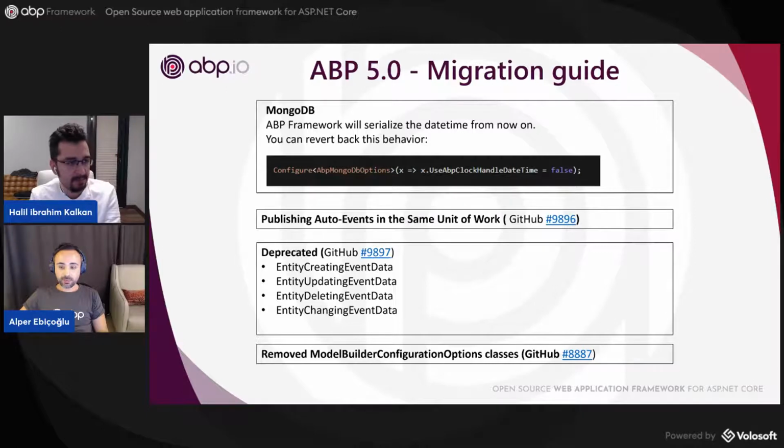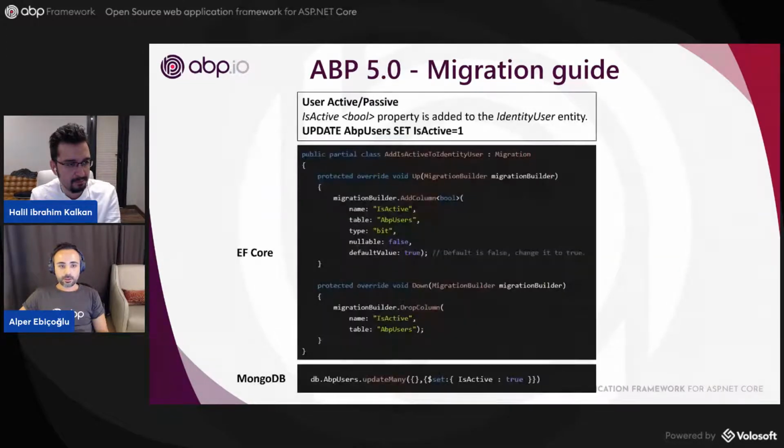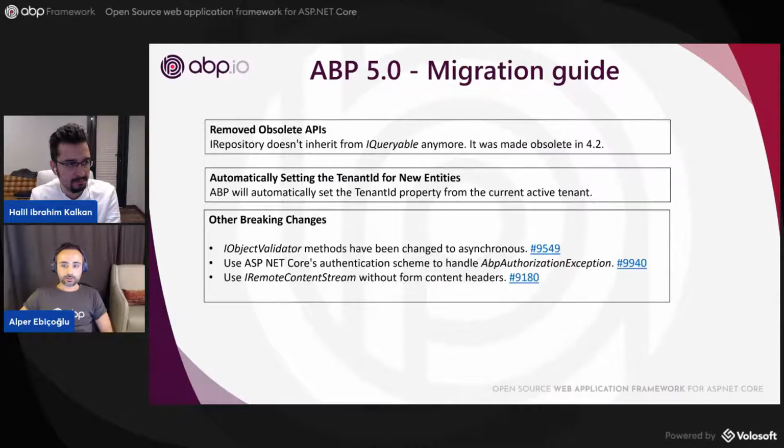And there are some deprecated items. These entity events are deprecated. If you have used the deprecated events, see this GitHub issue to learn more. Also, we made IRepository obsolete in 4.2, and now IRepository doesn't inherit from IQueryable anymore.